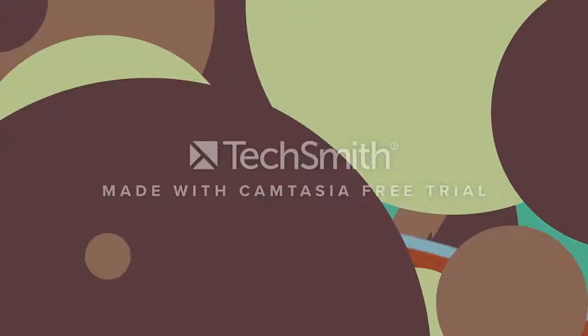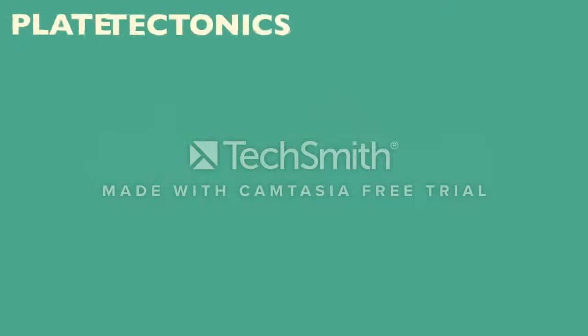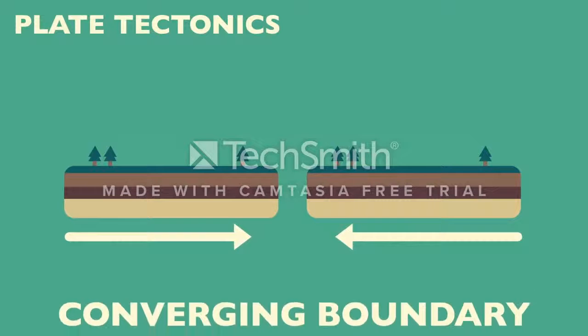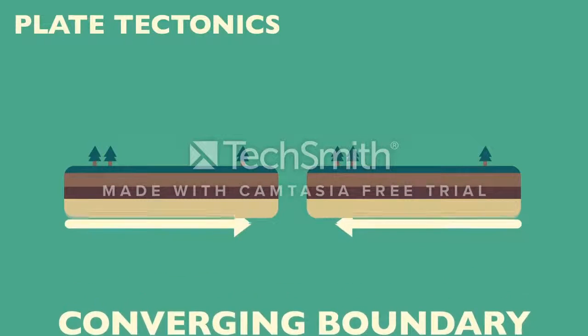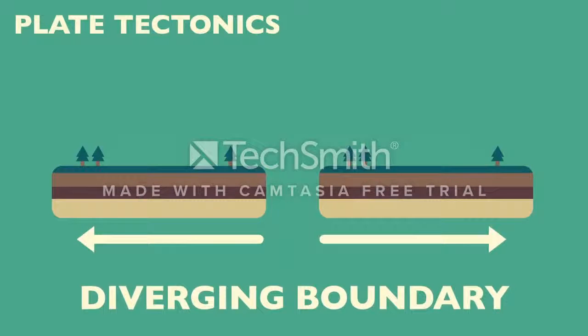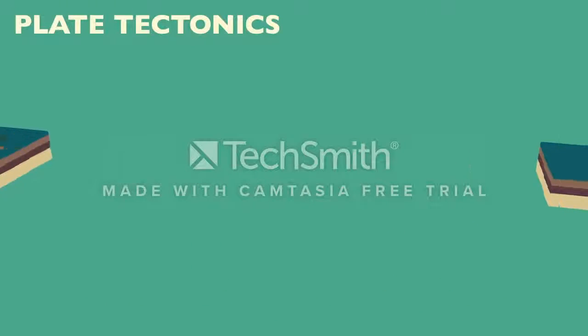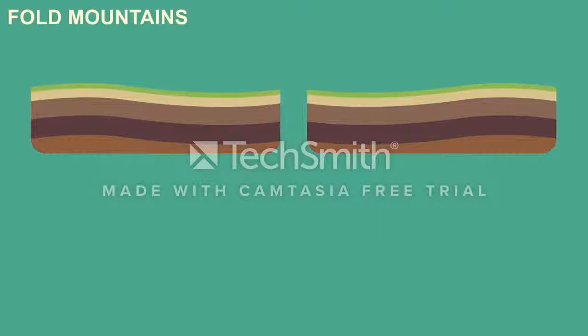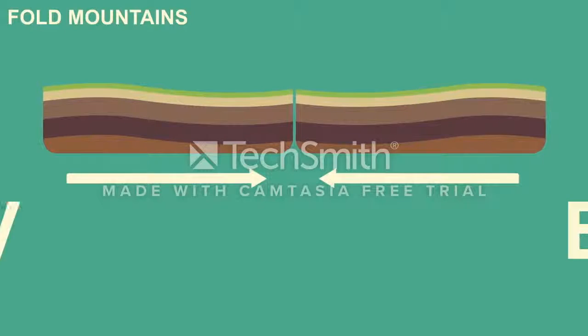Now I'm going to be talking about plate tectonics. Plates can move in different ways. They can move towards each other, called converge, and they can move away from each other, called diverge. Plates can also move in parallel, as two plates move close to each other.